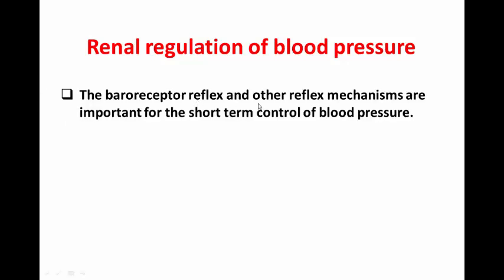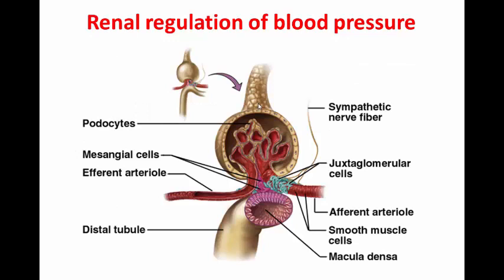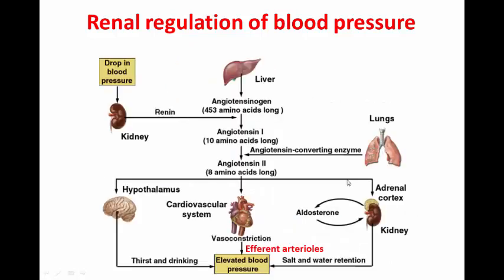The baroreceptor reflex and the other reflex mechanisms are important for the short-term control of arterial blood pressure, as we mentioned in the previous slides. Long-term control of blood pressure requires control of blood volume, and the control of the blood volume is done by the kidneys, as we have briefly described in the previous slides. Within the kidneys, we have an apparatus known as the juxtaglomerular apparatus, with cells in the afferent arterioles. These are modified smooth muscle cells known as the juxtaglomerular cells. These juxtaglomerular cells release renin into the blood in response to a drop in the arterial blood pressure.